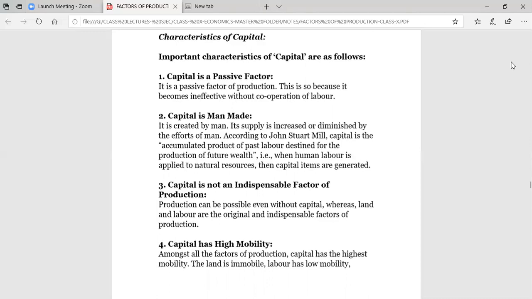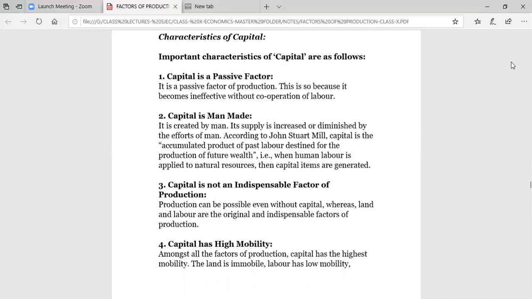Capital is man-made. All the examples which we have given in capital are man-made. If you see the machinery, equipment, tools, railways, bridges, transports, and everything, that is not a gift of nature. Who has made it? Man has made it. Man has made all these things to support their production.